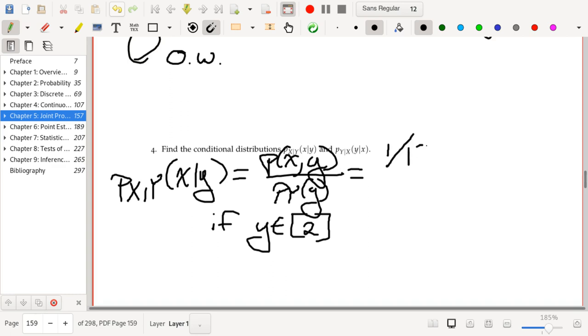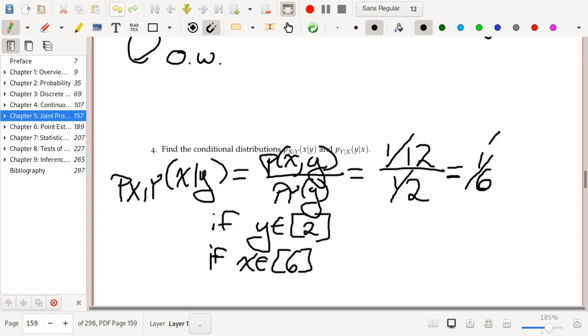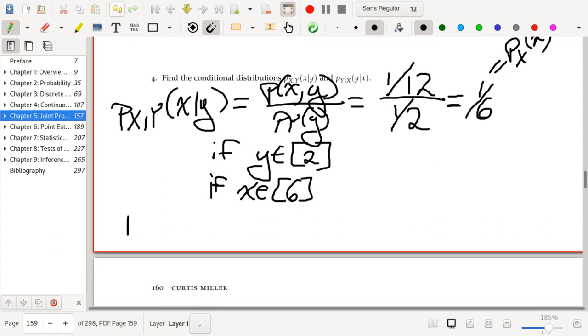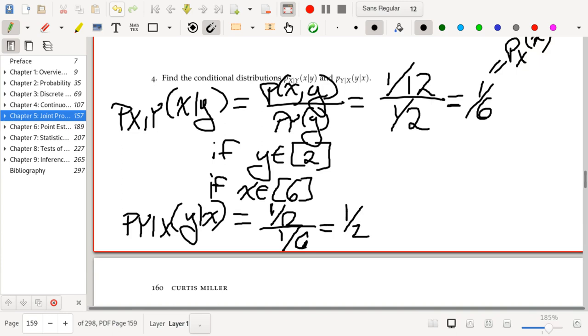Anyway, the joint probability mass function is going to be 1/12 if x is a number between 1 and 6. So we get 1/12 divided by 1/2, which will be 1/6. Notice that this is equal to the marginal probability mass function at x. That's important. And likewise, the conditional probability mass function of y given the value of x is 1/12 over 1/6, which is equal to 1/2, which is the marginal probability mass function of y.